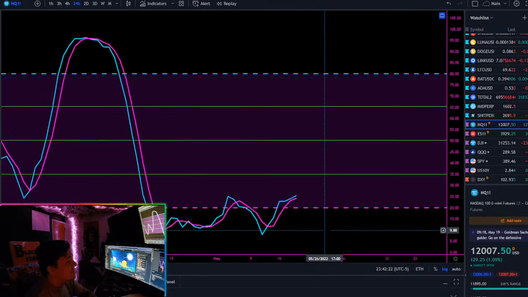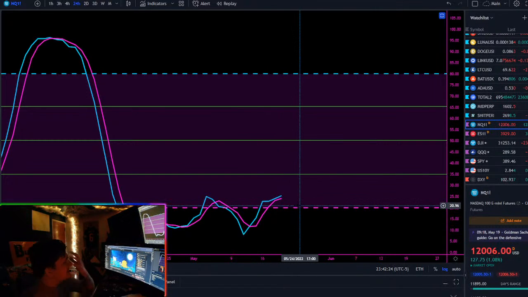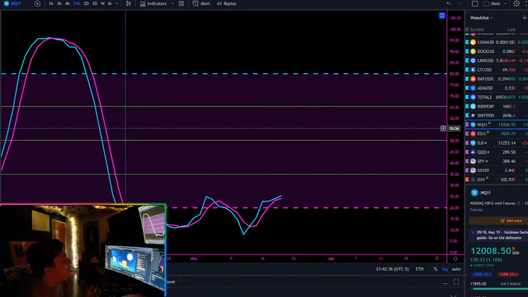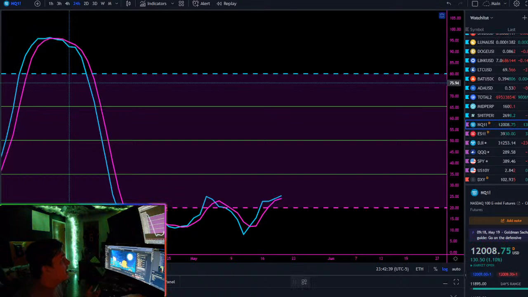Coming down and checking out the stochastics here, looking really weak. A lot of this isn't convincing, right? A lot of this stuff doesn't speak volumes. It doesn't tell me this is absolutely breaking out or breaking down. It just tells me more sideways possibilities are still here.